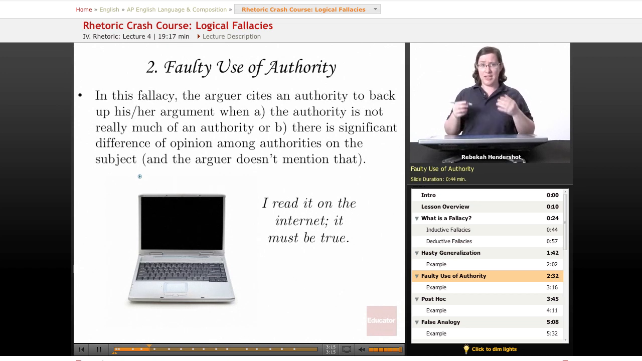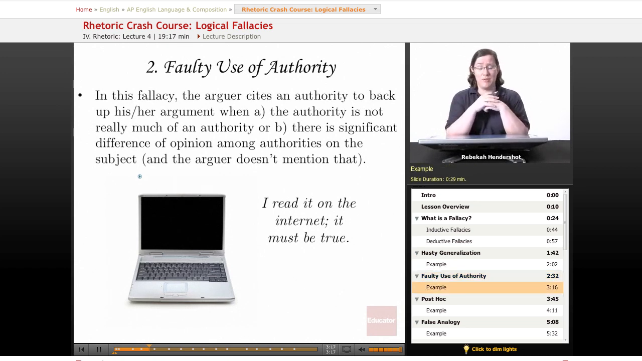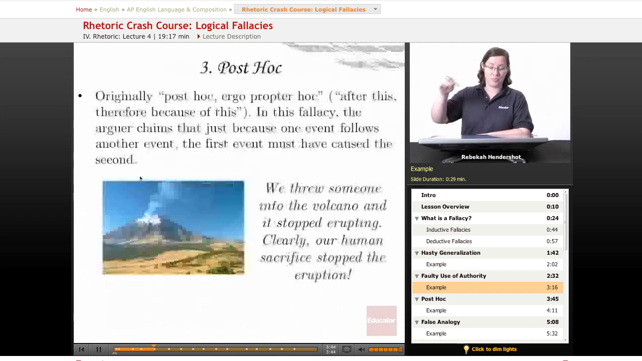Now, my favorite example of faulty use of authority is something that I get from students all the time, and it is, I read it on the internet. It must be true. I hate to tell you this, the fact that you read it on the internet means bupkis. The internet is a faulty authority. You can't just say, I read it on Wikipedia, it must be true. Wikipedia is written by people on the internet, not all of whom are trustworthy. So, it's a faulty use of authority. You're using the internet like it's an authority, it's really not, and you end up with a logical error.